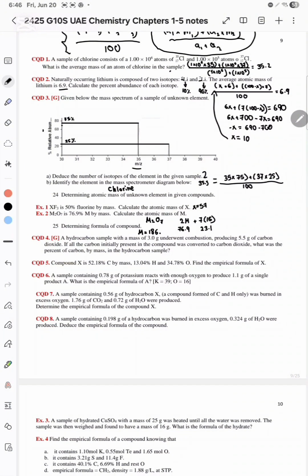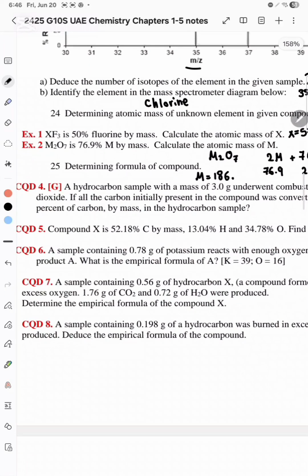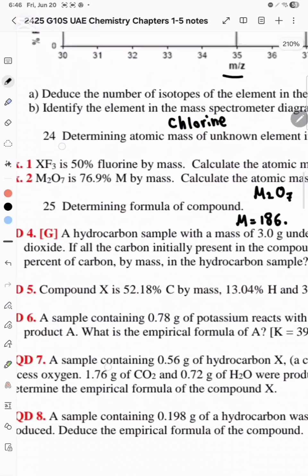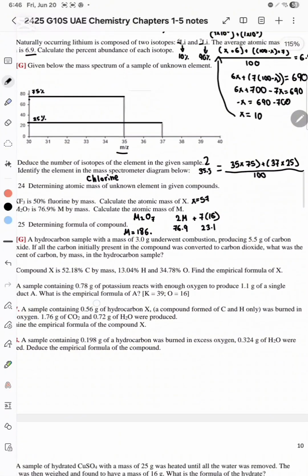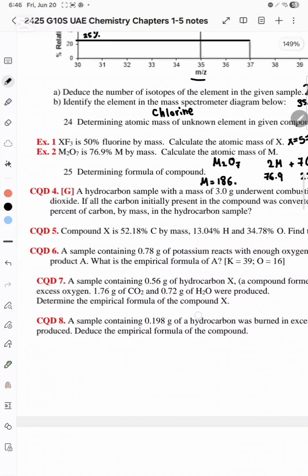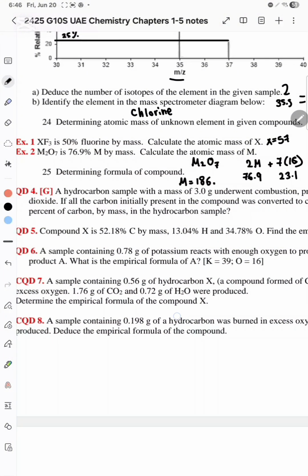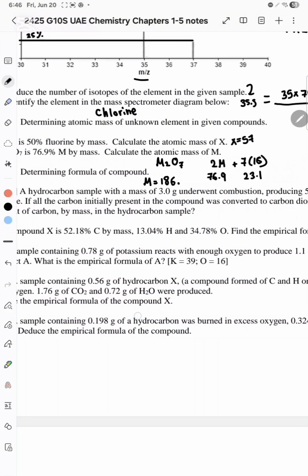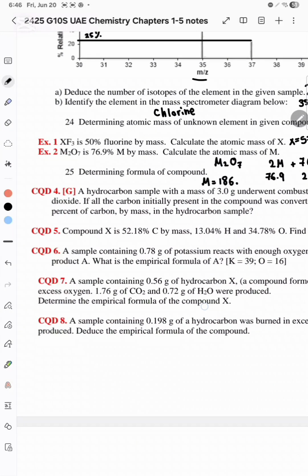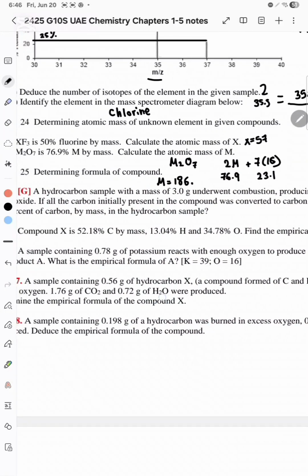Now let's move on to determining a formula of compounds, which is going to take up from CQD4 to example 4. Let's start. A hydrocarbon sample with mass 3 grams underwent combustion, producing 5.5 grams of carbon dioxide. If all the carbon initially present in the compound was converted to carbon dioxide, what was the percent of carbon by mass in the hydrocarbon sample?